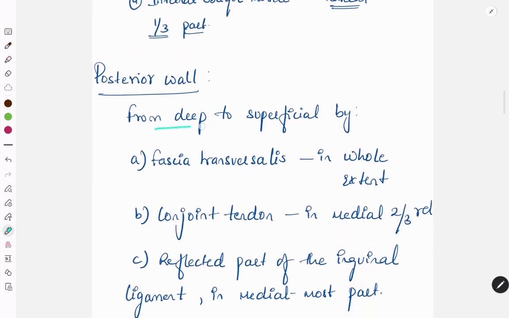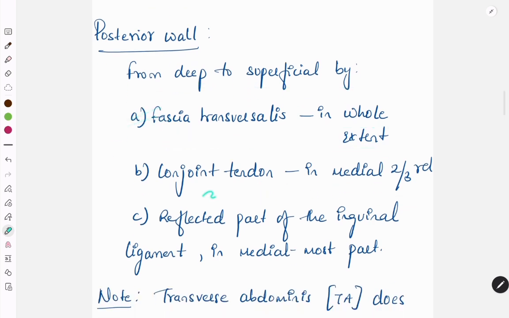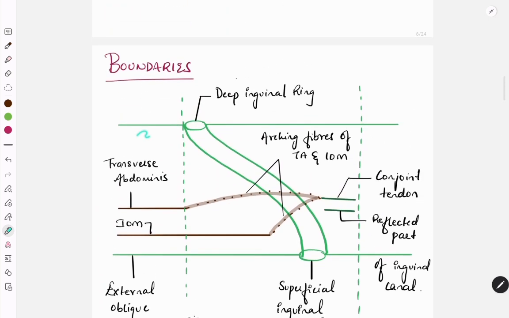Posterior wall, if we see from deep to superficial, it is covered by fascia transversalis in the whole extent. Then you have the conjoint tendon in the medial 2/3, and you have the reflected part of the inguinal ligament in the medial most part. If we look into this diagram, posteriorly in the whole extent you have the fascia transversalis. Then you can see that the internal oblique muscle and the transverse abdominis muscle both will arc like this, that is, they will form the roof. These are the arcing fibers of the transverse abdominis and internal oblique muscle. They both will form the roof, go upwards, and together they join and form a common tendon known as the conjoint tendon.